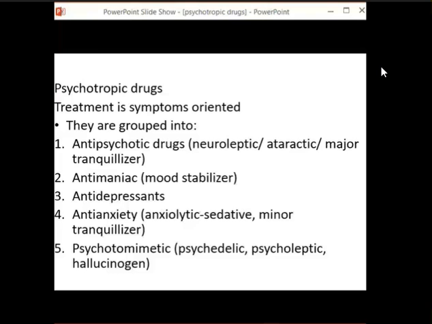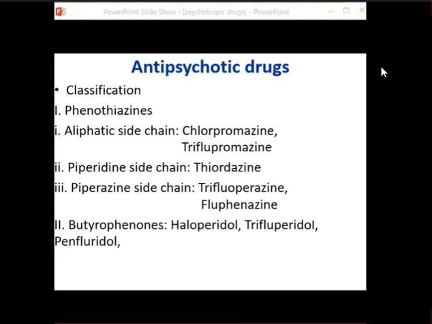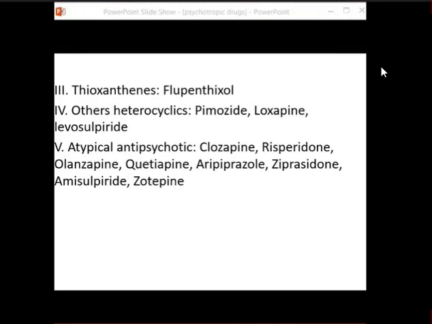So with the classification of drugs, it has been classified according to chemical structure. We have the phenothiazine group of drugs, in which the aliphatic side chain drugs are chlorpromazine and triflupromazine. Phenothiazine having a piperidine side chain: thioridazine. Similarly, having a piperazine side chain: trifluoperazine and fluphenazine. Butyrophenones: we have haloperidol, trifluperidol, and penfluridol. Then we have thioxanthenes, flupenthixol. In others, we have other heterocyclics: pimozide, loxapine and levosulpiride.